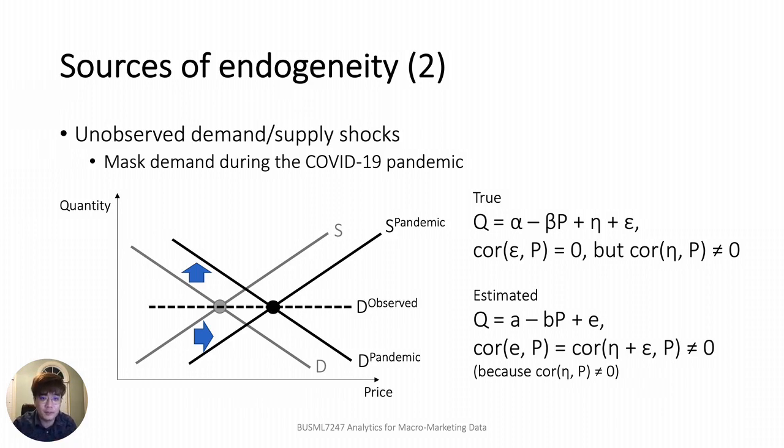Graphically, if the demand shock during the pandemic is missing, the OLS estimate of the price coefficient, B, is given by the slope of the line passing through the observed equilibrium. And this slope is far from the slope of the true demand curve, beta.